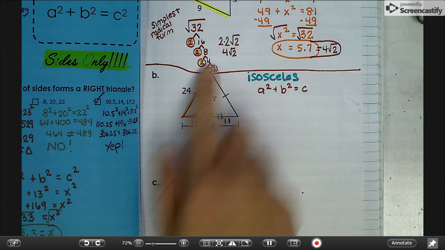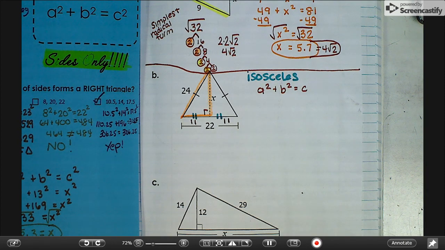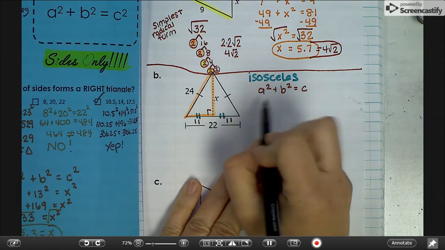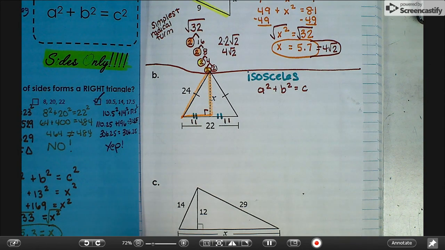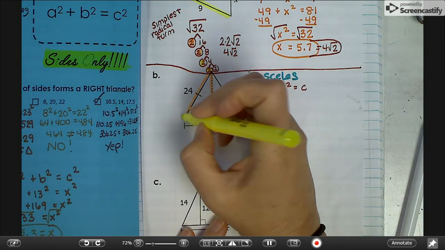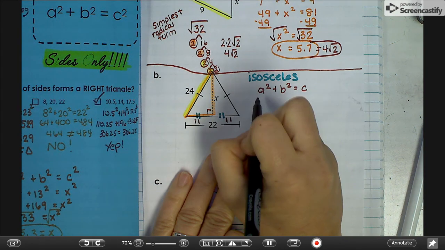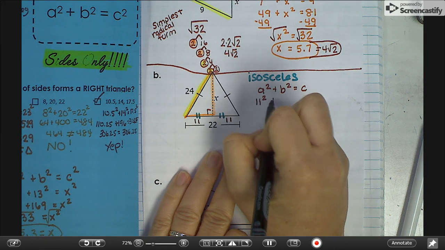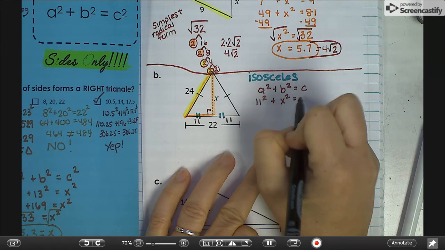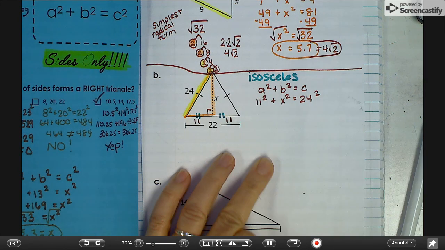Right, so we highlighted the right triangle inside the isosceles triangle, and now we're going to substitute our stuff. The hypotenuse is the side across from the right angle. It's also the longest side of a right triangle. So we have 11 squared plus x squared equals 24 squared.